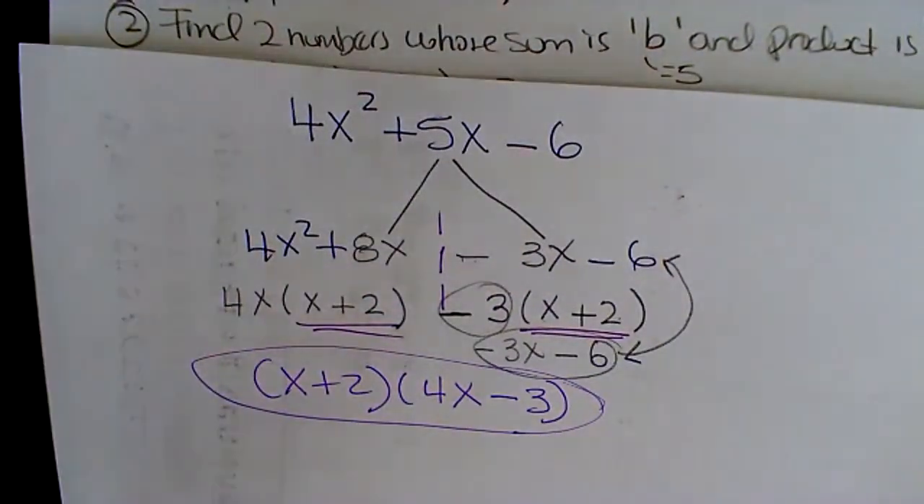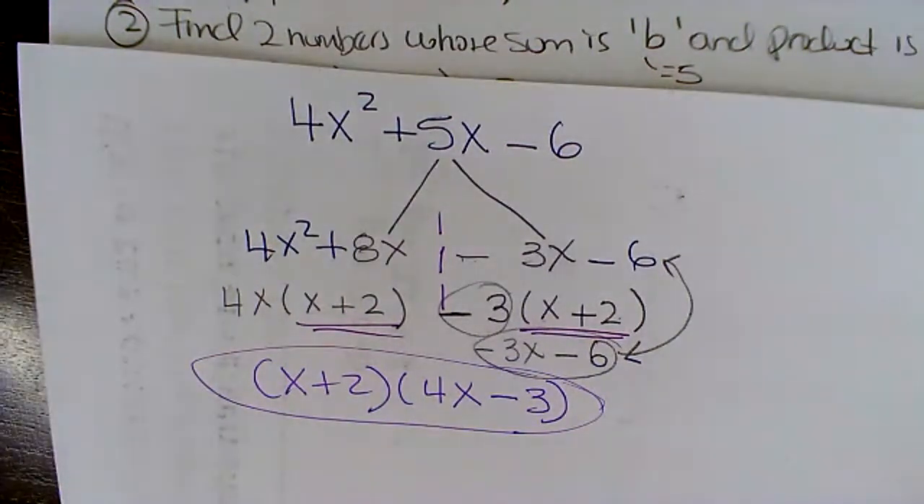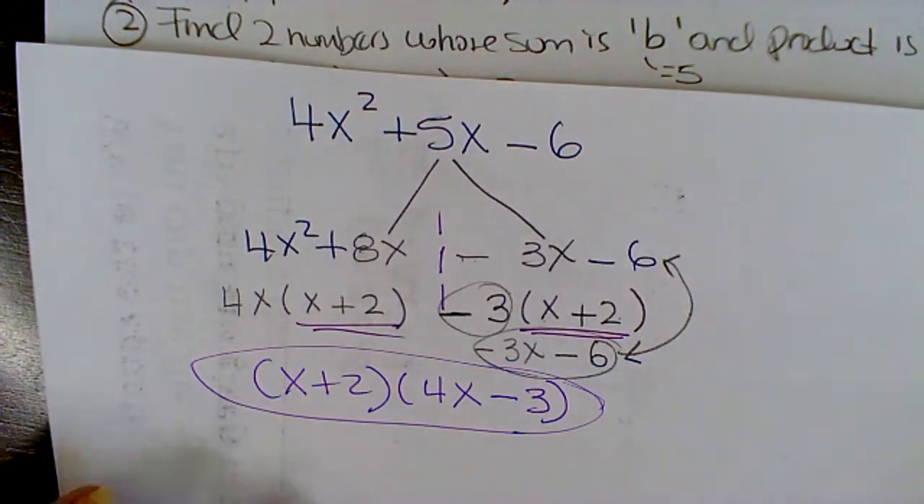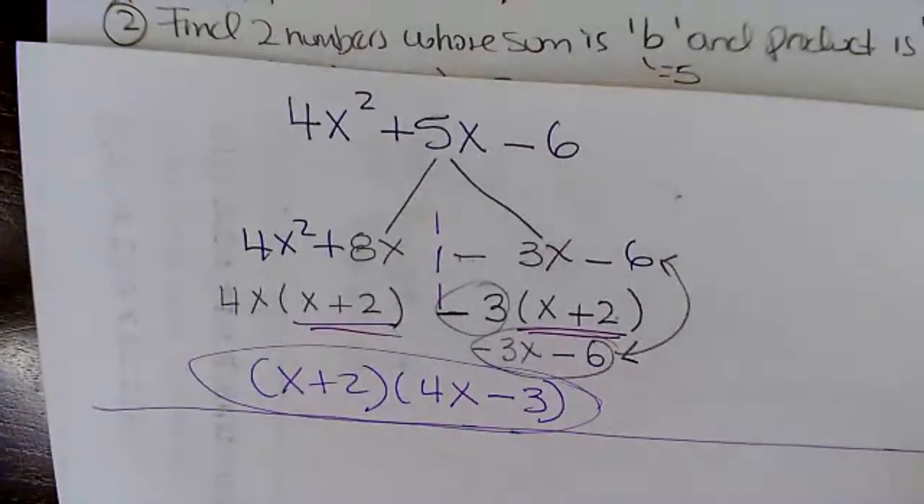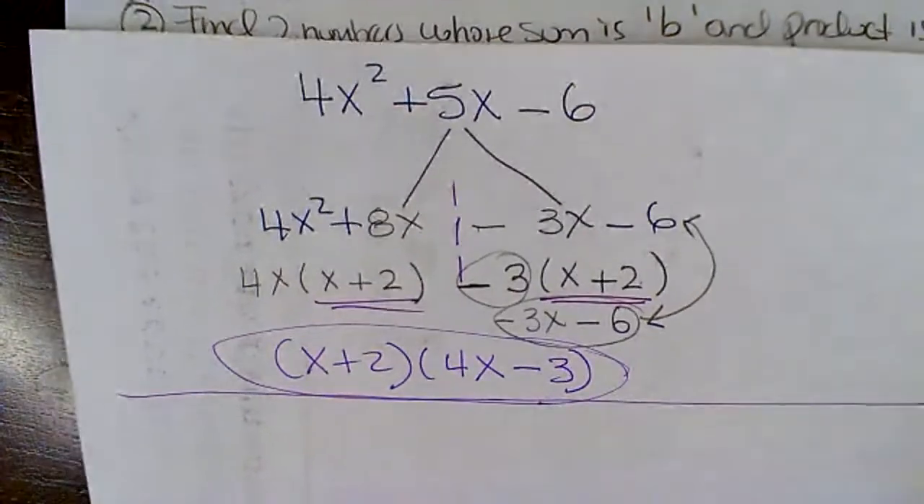All right, let me do another one. 5x squared. Yes, let me do the next. Go ahead. Yeah, can we do one more of the AC method? Yes. Yeah. Not the AC, the box. Oh, okay, I'll do it both ways. Okay, thank you.